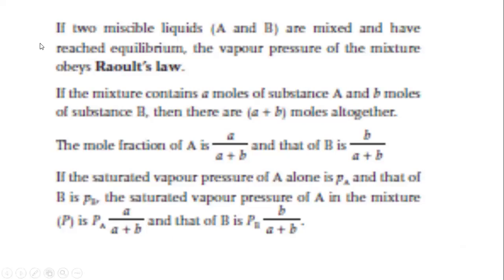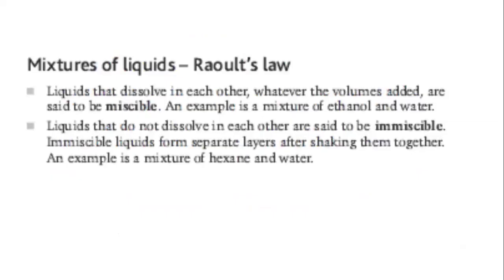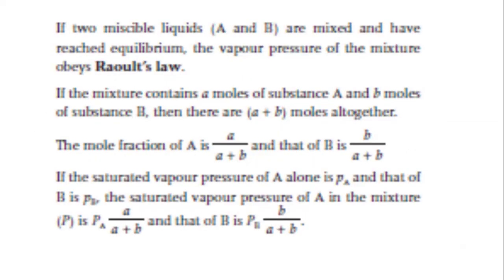So again, Raoult's law states that if you have two liquids that are miscible, meaning that they can mix together, then the total pressure is going to be the partial pressure of A plus the partial pressure of B. How do you calculate the partial pressure? Well, the total pressure is going to be equal to the partial pressure multiplied by the mole fraction.